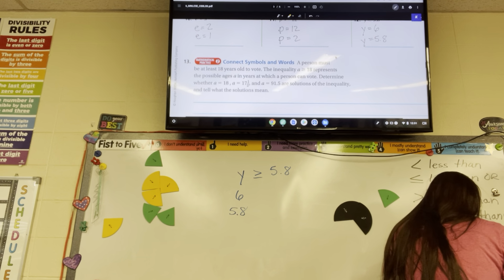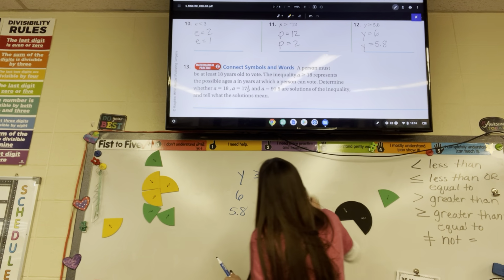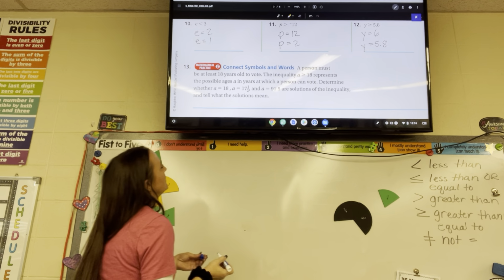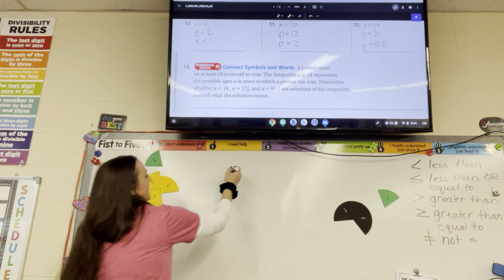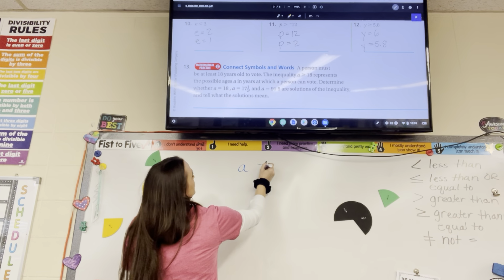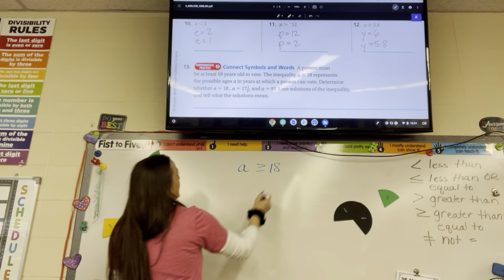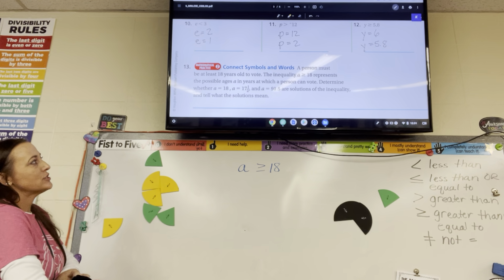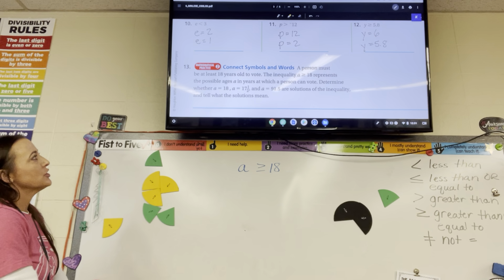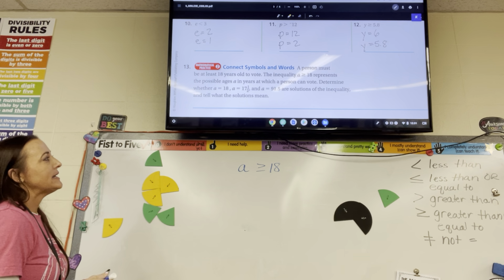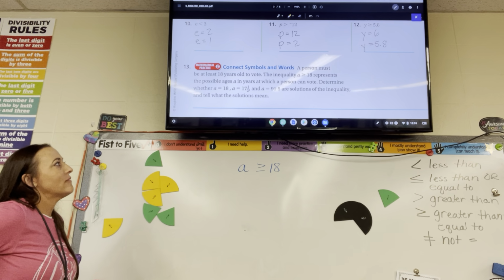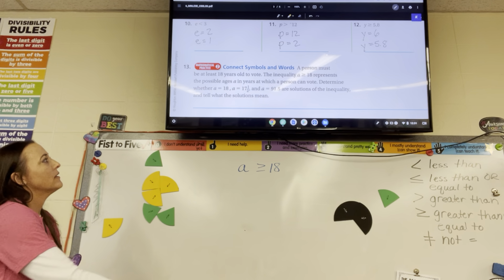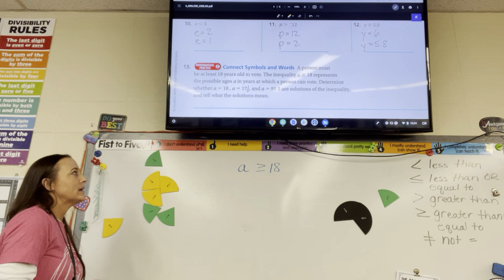Okay. Our last problem: a person must be at least 18 years old to vote. The inequality A, for age, is greater than or equal to 18, represents the possible ages A in years at which a person can vote. Determine whether A equals 18, A equals 17 and a half, and A equals 91.5 are solutions of the inequality, and tell what this solution means.